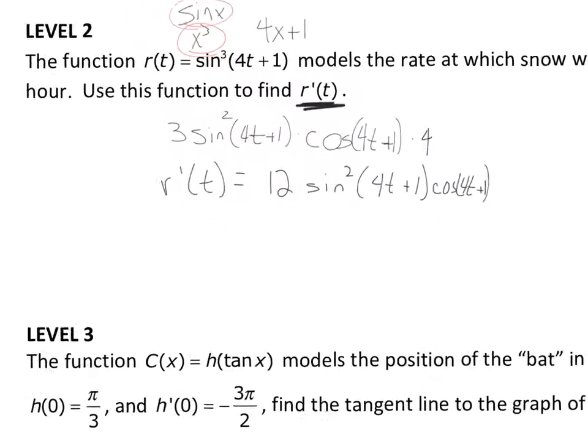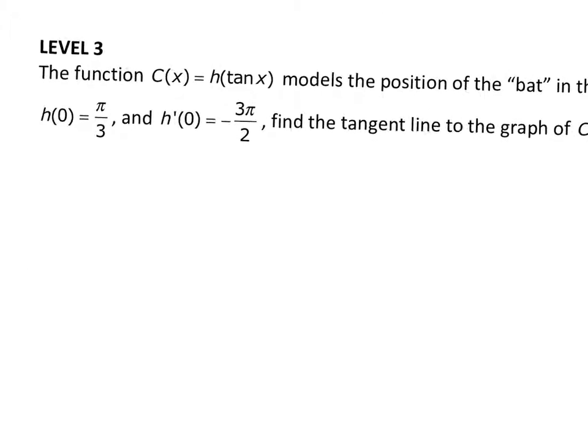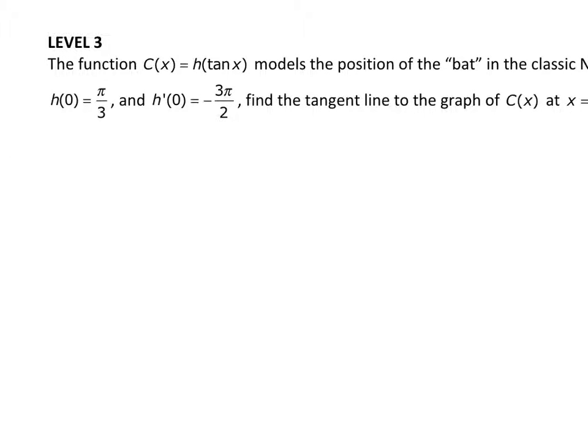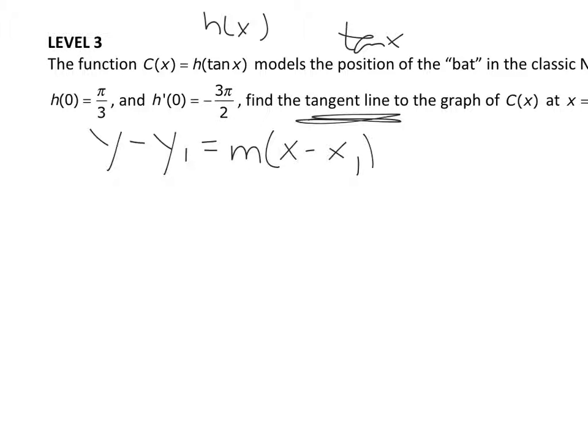Okay, next, level 3. Well, level 3, once again, we see the symbolic representation. We have a function h of x, which is composed with tangent of x. So again, I see c of x as two functions, h of x and tangent of x. So I want to find the tangent line, which has been the consistent level 3 question throughout these last 2 weeks. So tangent line, again I'm thinking y minus y sub 1 equals m times x minus x sub 1.